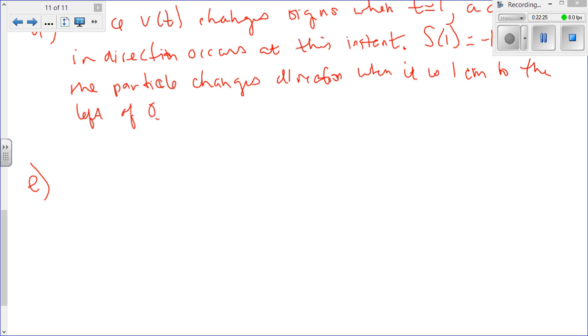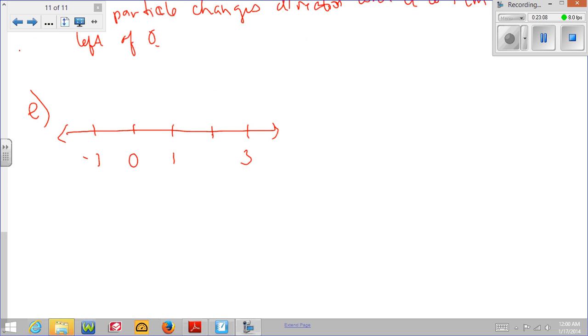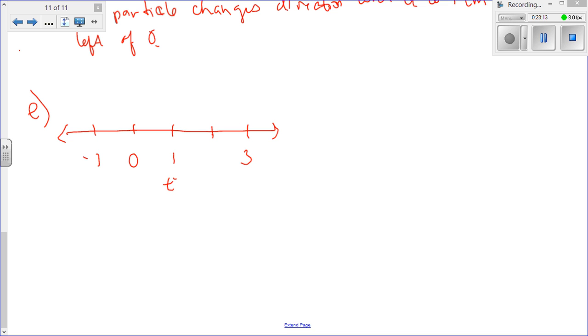So then E says to draw a motion diagram for the particle. Okay, so for all that information we just did up above, we have talked about these values, -1, 0, 1, and 3. When time is equal to 0, my position was at 1. When time is equal to 1, my position was at -1. And when time is equal to 2, we were back at 3.